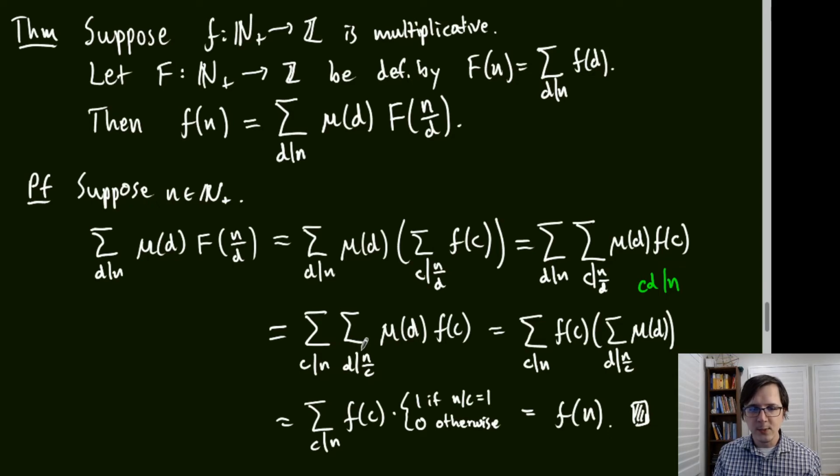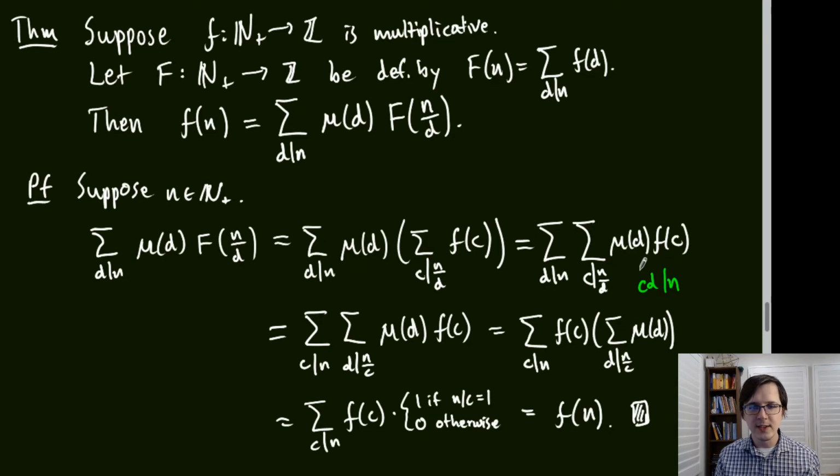So now that we've swapped it, we can factor out f of c from the sum on the inside, and then recognize this sum as the sum over all divisors of the Möbius function, which we saw was 1 if the thing that we're looking at divisors of is 1, and 0 otherwise. So inside the sum, the only thing that matters is when that n over c is 1, or in other words, when c equals n. All other terms vanish. So we're just left with f of n.